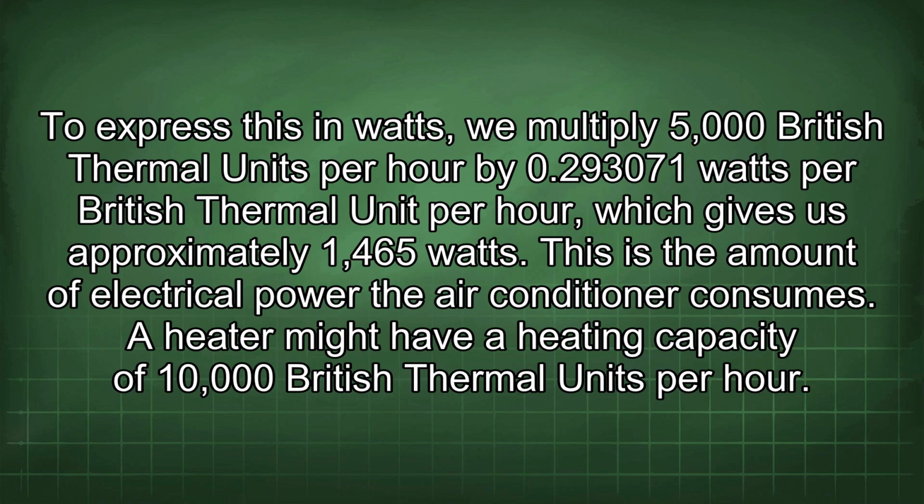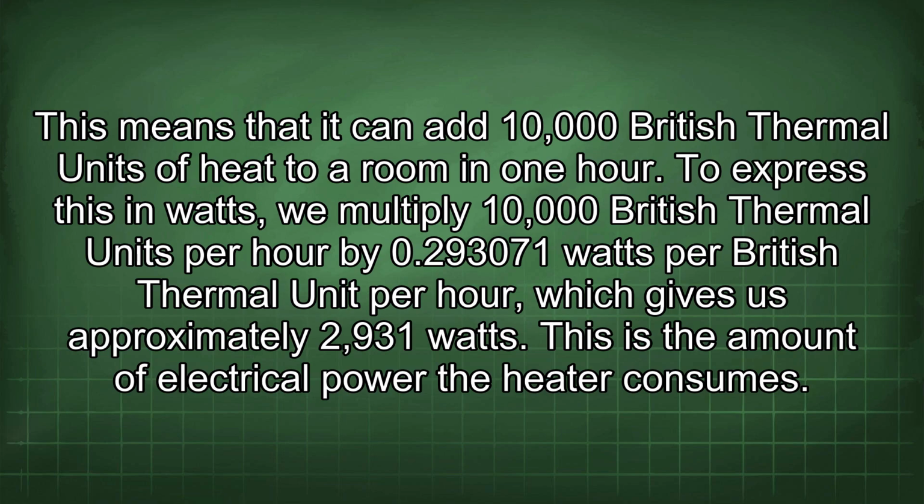A heater might have a heating capacity of 10,000 British thermal units per hour. This means that it can add 10,000 British thermal units of heat to a room in 1 hour. To express this in watts, we multiply 10,000 British thermal units per hour by 0.293071 watts per British thermal unit per hour, which gives us approximately 2931 watts. This is the amount of electrical power the heater consumes.